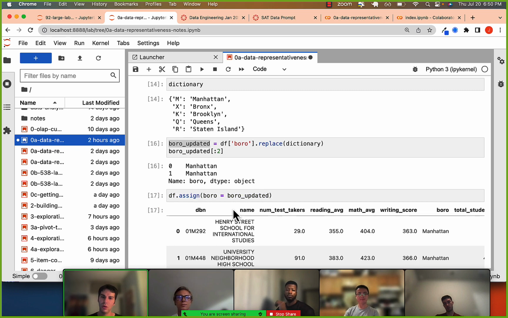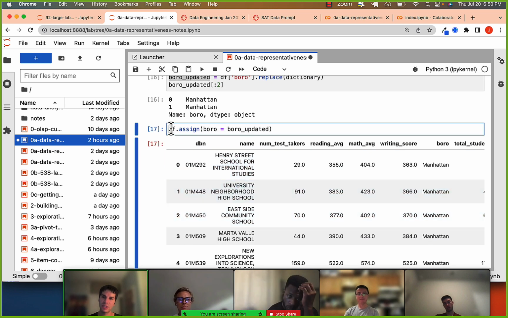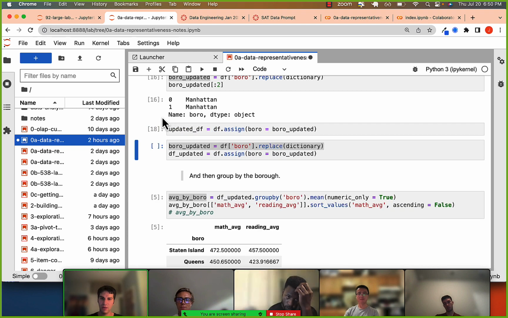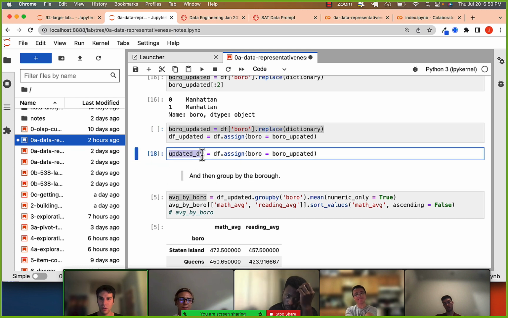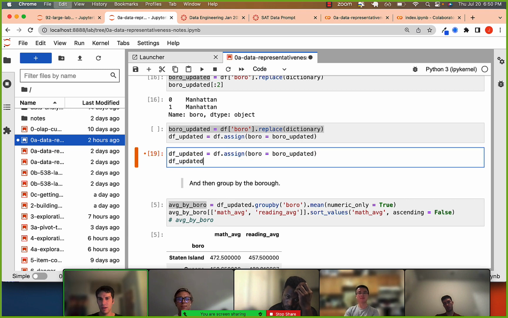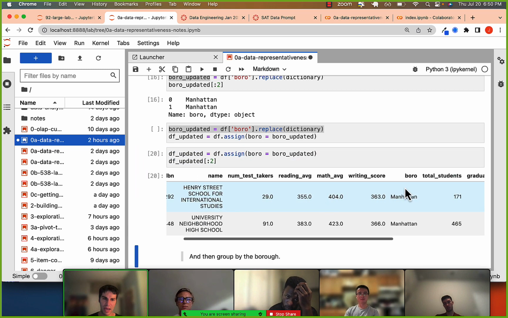So you can't just now say, oh, this data frame has been changed. You have to assign it to something and use that. All right, so this is now our updated data frame. I call it df updated. And now that has Manhattan, etc.